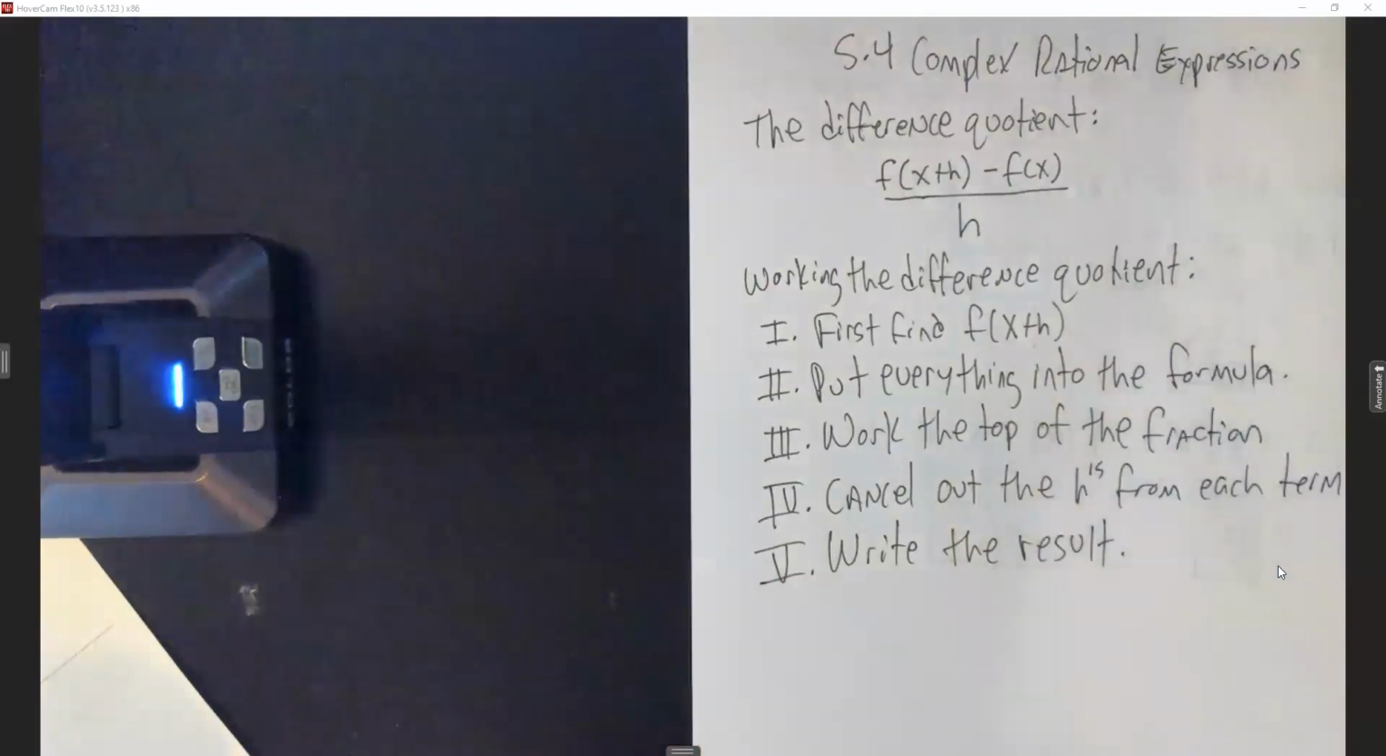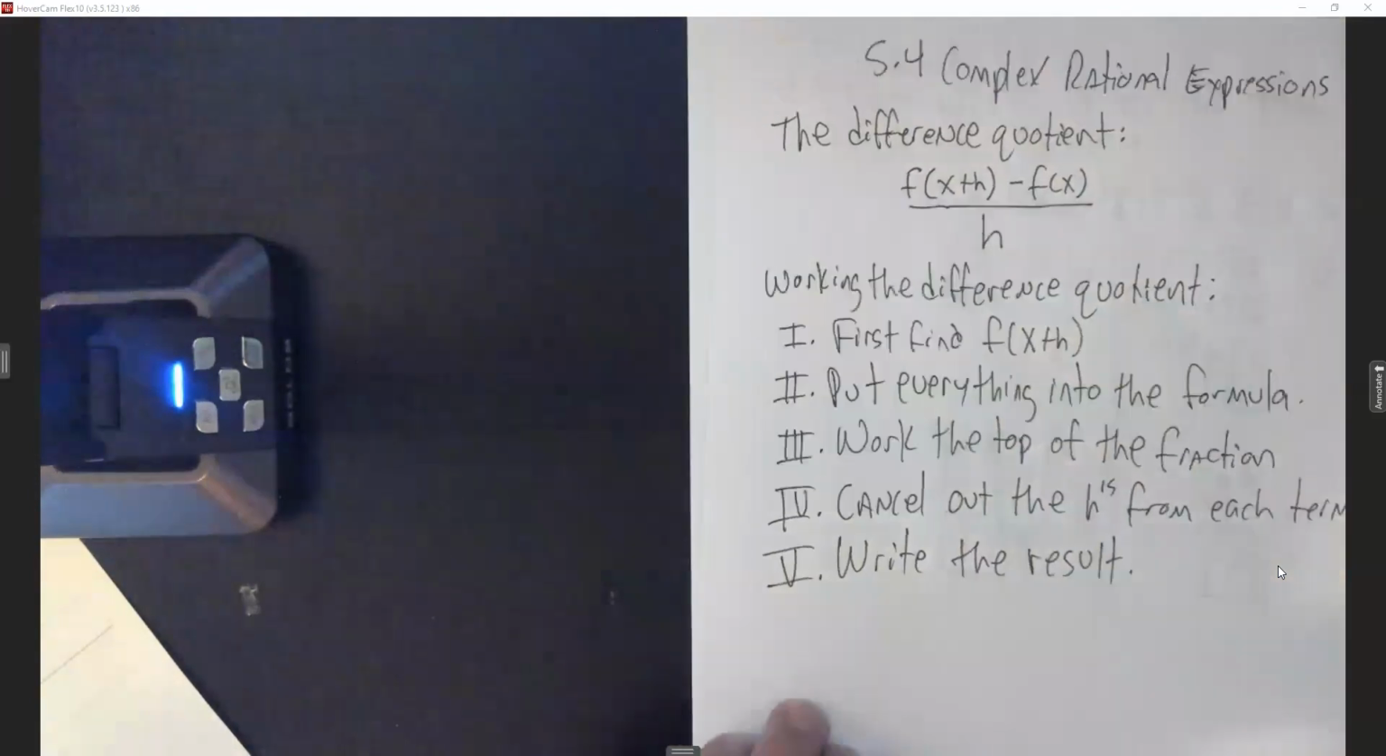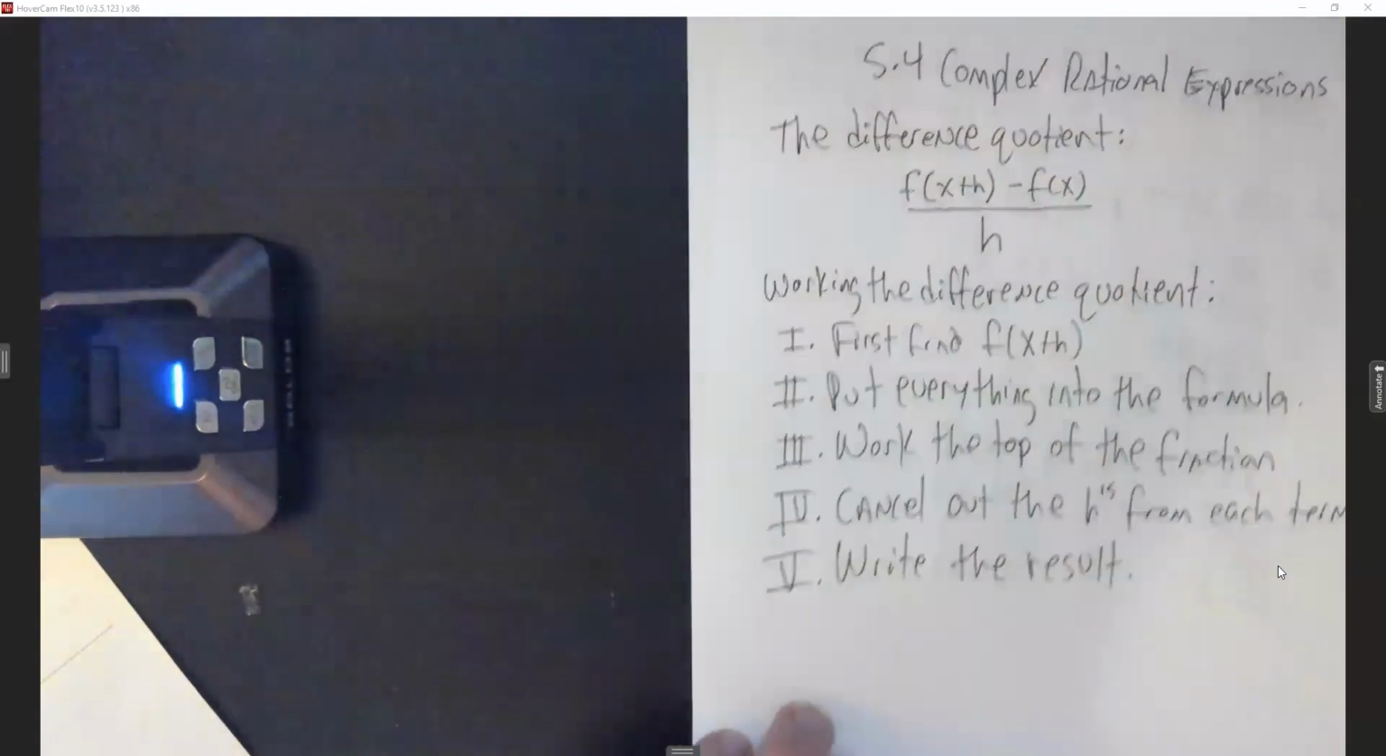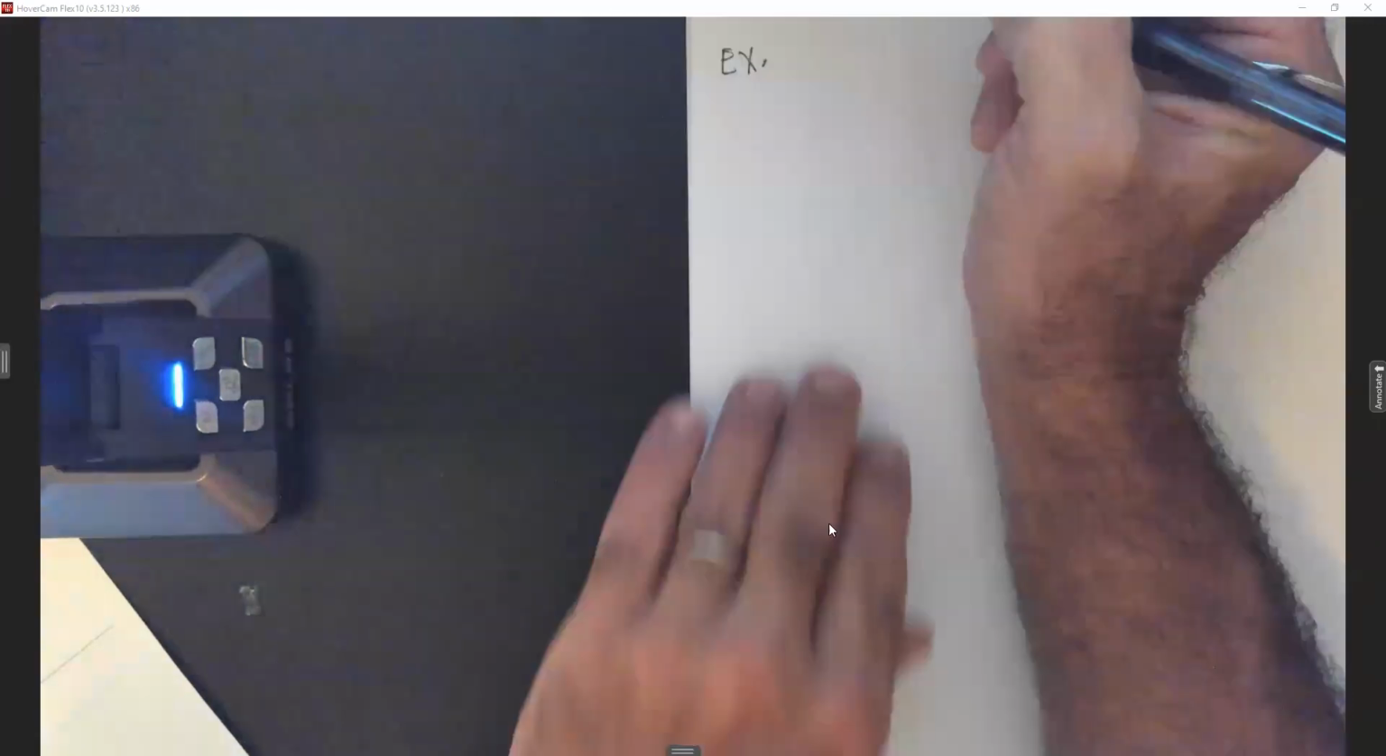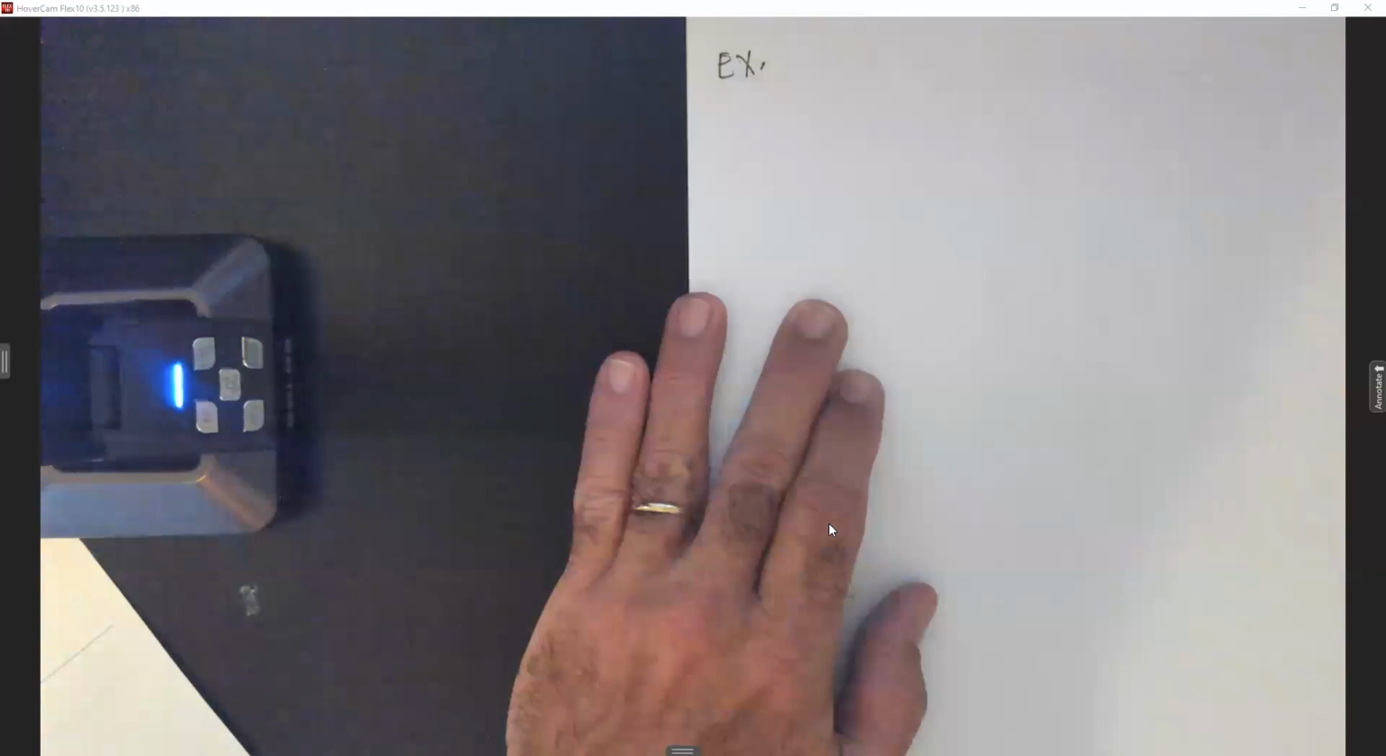All right, so that's the main things we're going to do. Finding the f of x plus h is the trickiest part of this. Some of these you're going to FOIL, some of these you're going to FOIL and then FOIL again. So let's work some of these. Now there's only 5 in this section, but believe me, 5's enough, okay?